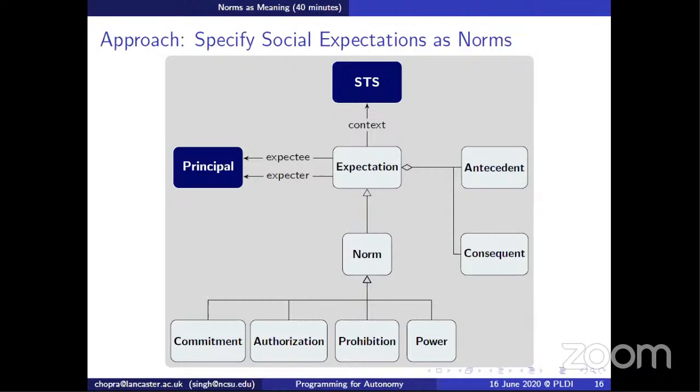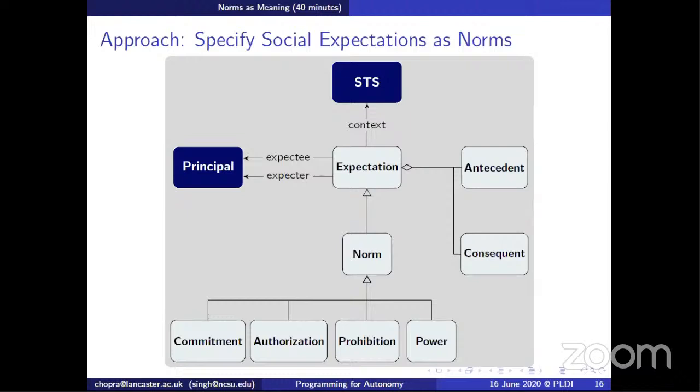The parties engage with each other on the basis of expectations. And some of these expectations have the form of norms. Each expectation has an expector, somebody who expects, and an expectee, somebody from whom another party has an expectation. And in general, expectations are conditional. There is an antecedent and a consequent, just like you saw in the earlier example with commitments: if payment is made, then the goods will be delivered. So think of payment as the antecedent and shipment delivery as the consequent. And so every norm is an expectation between two principals, directed from the expector to the expectee.